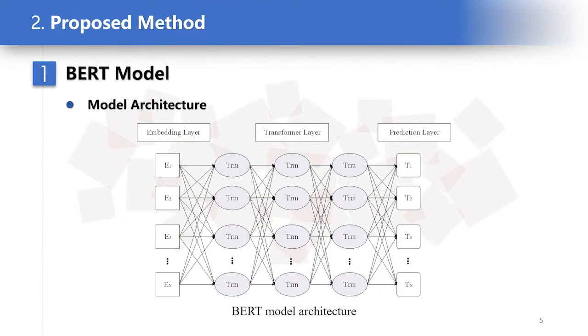Then, let me introduce the BERT model. The BERT model architecture is divided into three layers: embedding layer, transformer layer, and prediction layer. Unlike traditional models, BERT uses bidirectional transformers as the feature extractors for the language model. A large number of studies have shown that the two-way language model has a more accurate understanding of semantics during training than the one-way language model.